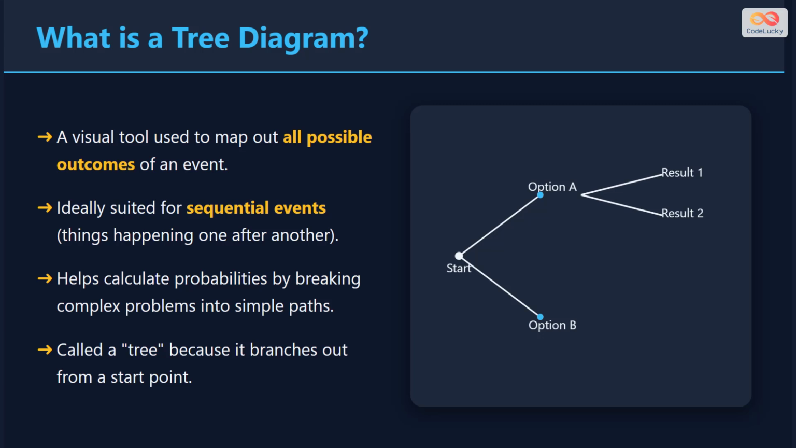So, what exactly is a tree diagram? Put simply, it is a visual map of all possible outcomes for a series of events. Just like a real tree branches out from a trunk, a tree diagram starts at a single point and branches out for every choice or result that can happen. This makes them perfect for calculating probabilities in multi-step problems without getting lost in the math.